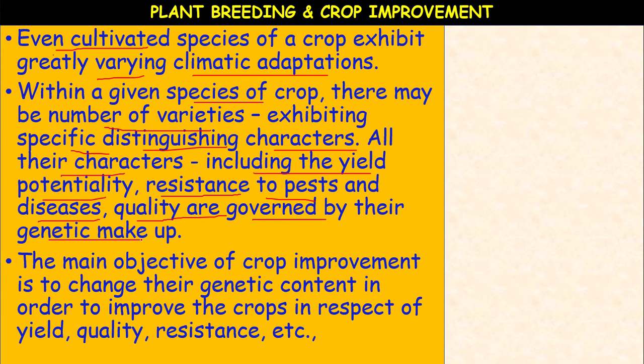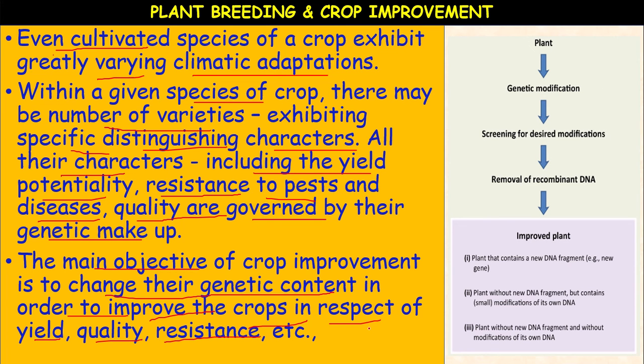The main objective of crop improvement is to change their genetic content in order to improve the crops in respect of yield, quality, and disease resistance: improving the quality of the production, improving the yield, that is, quantity.